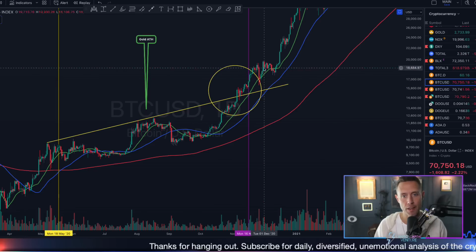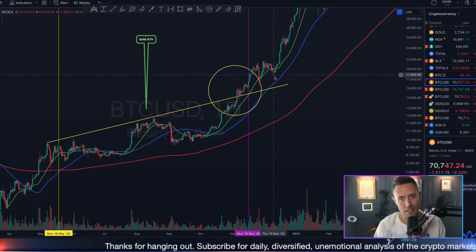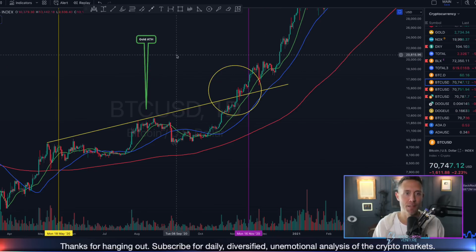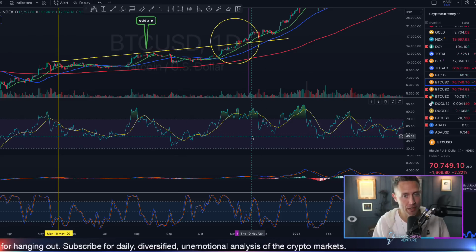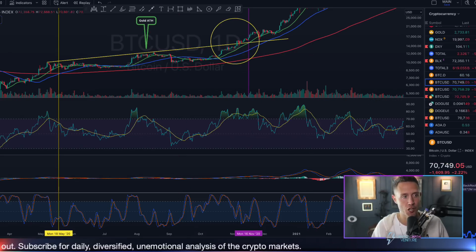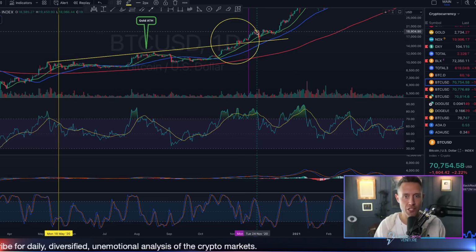Bitcoin kind of bounced off that area to the upside. It retraced again, and then it took off. And what I want to note on this daily chart, which could be kind of a helpful thing on our current daily chart, is the consolidation that Bitcoin had.